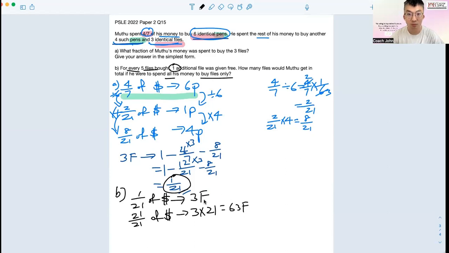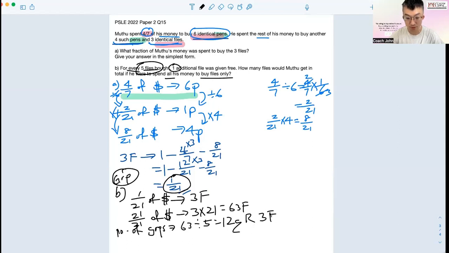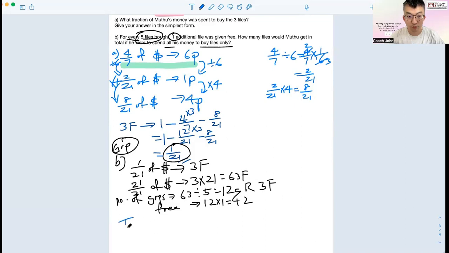Since for every 5 files, one is free, let's look at how many groups of 5 we can find. I could put GRP for grouping. So teach your child the concept of grouping. The number of groups in this case will be 63 divided by 5, and then we will have 12 groups, remainder 3 isolated files. The final step: total files will be 63 files plus 12 free, and you have 75 in total, and that's the answer.